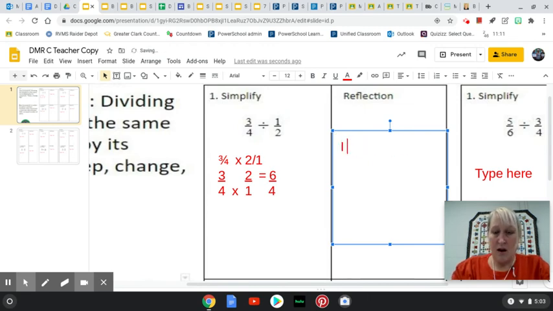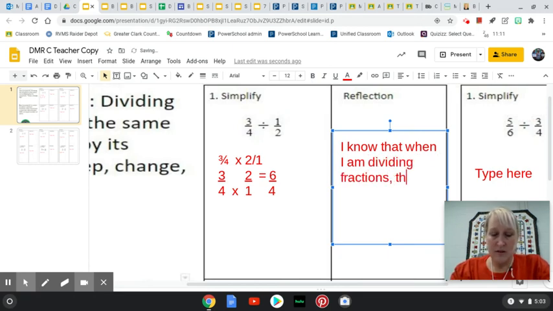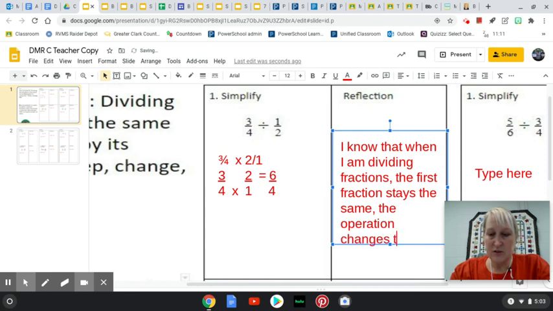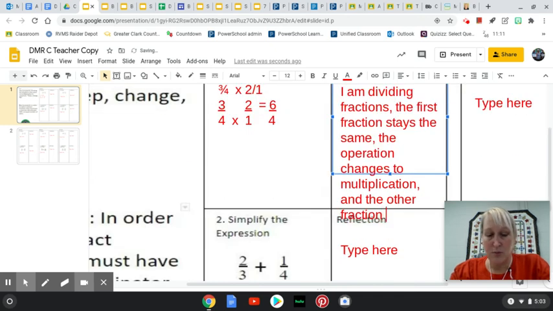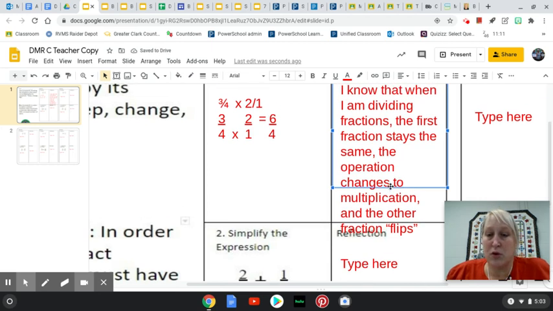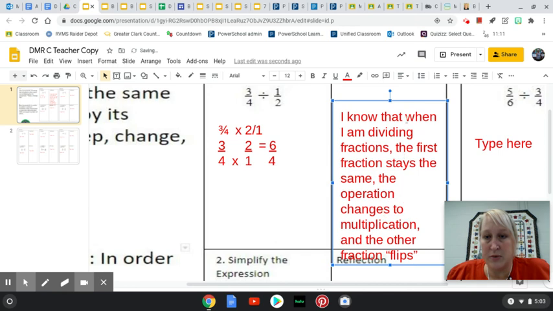Reflection. I know that when I am dividing fractions, the first fraction stays the same. The operation changes to multiplication, and the other fraction, and I'm going to put quotation marks, "flips," which is called a reciprocal. Let's see if I can make all this fit in one place.